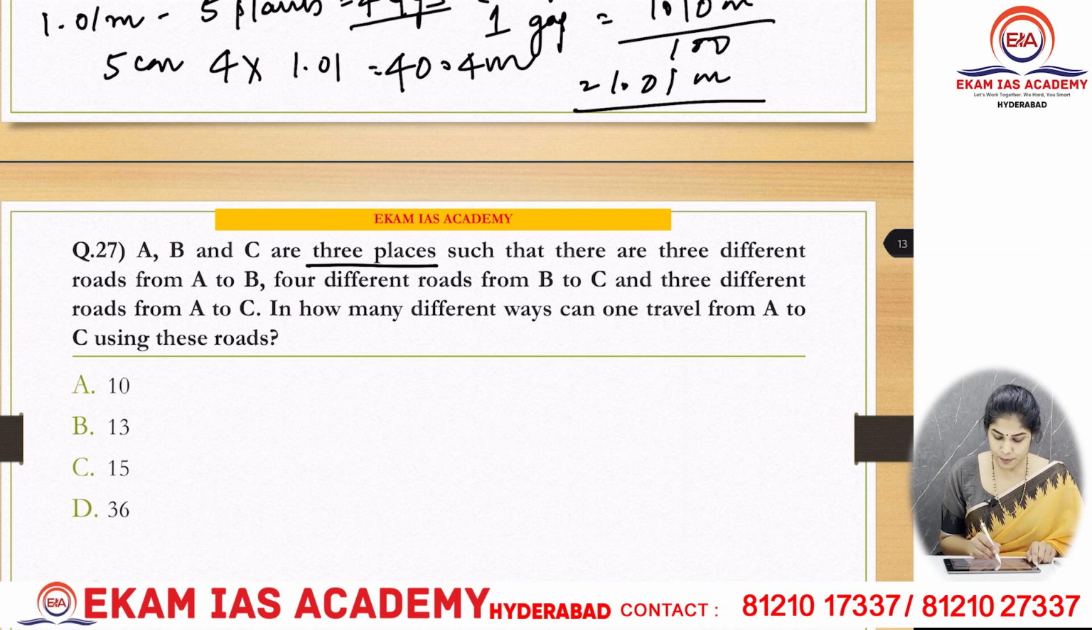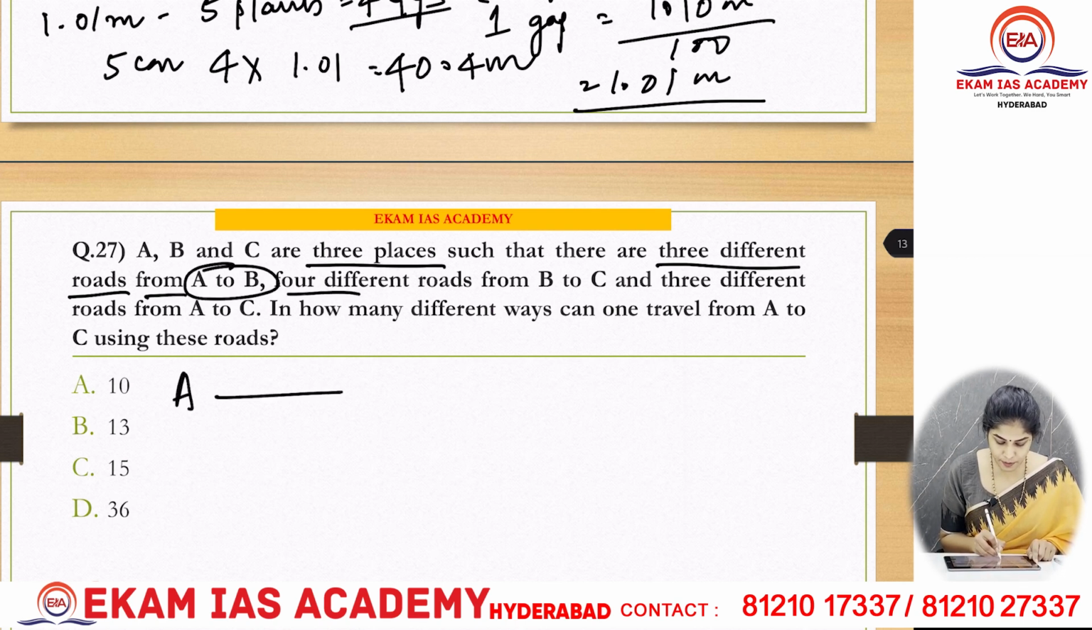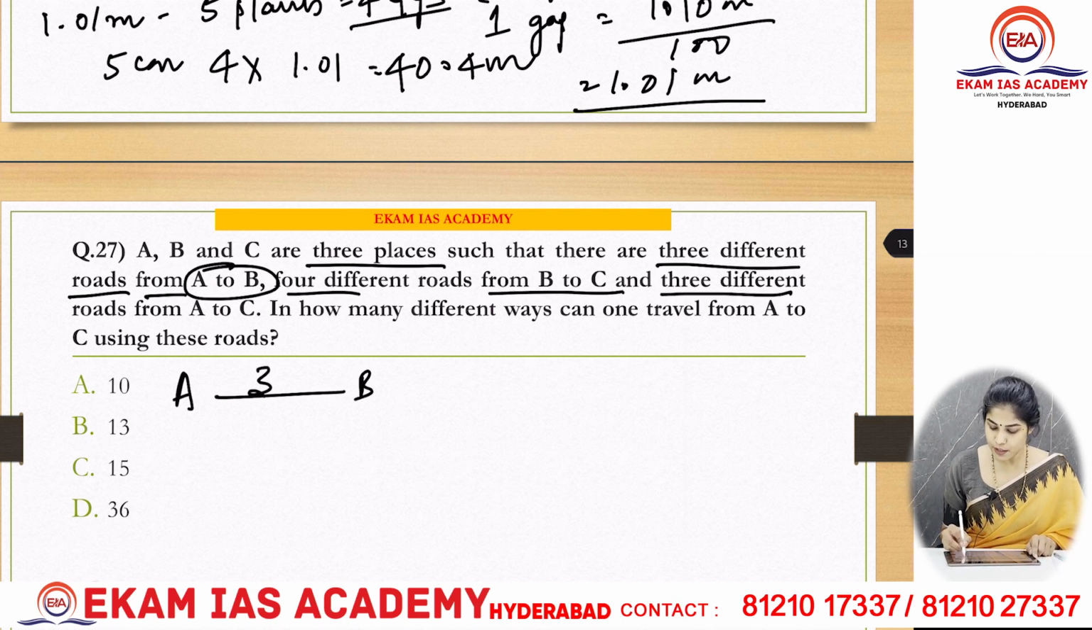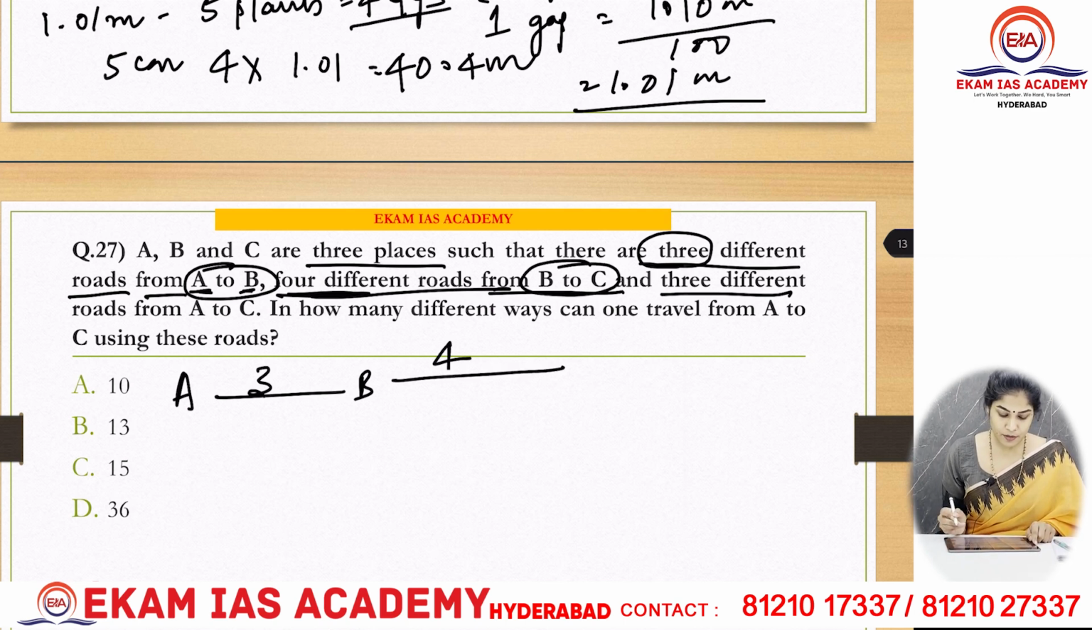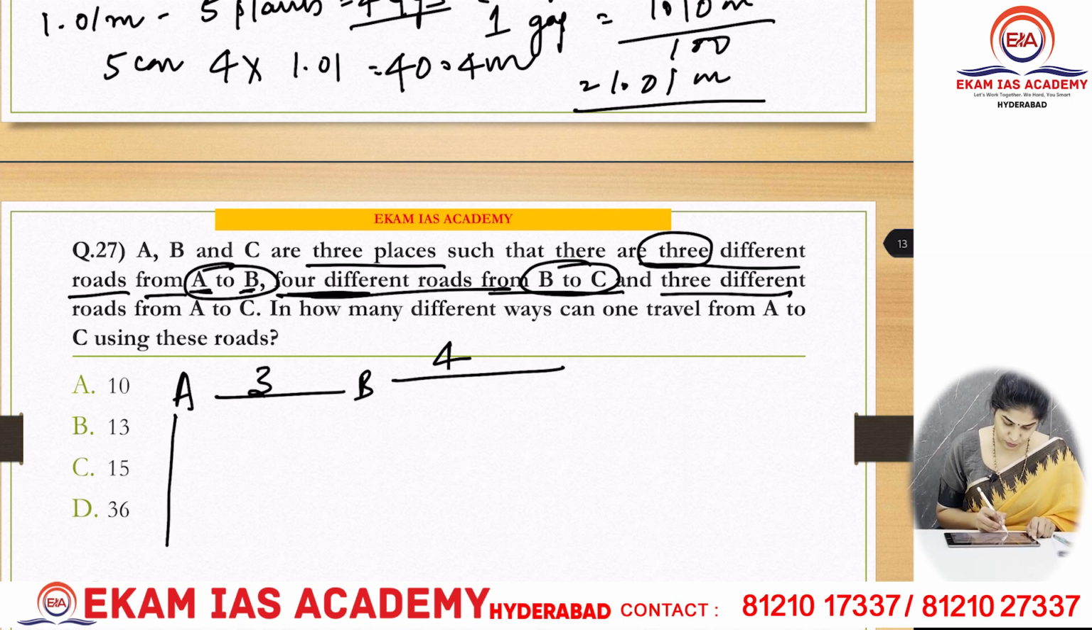A, B, C are three places such that there are three different roads from A to B, four different roads from B to C, and three different roads from A to C. So what is he asking here? In how many different ways can one travel from A to C using these roads?